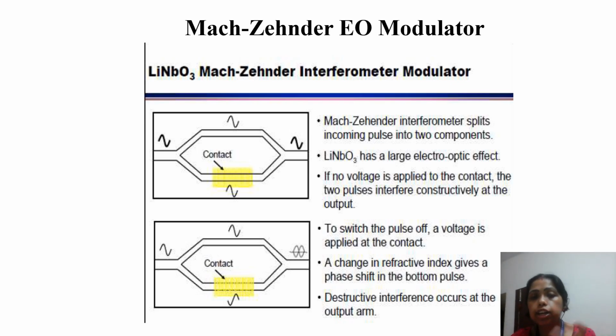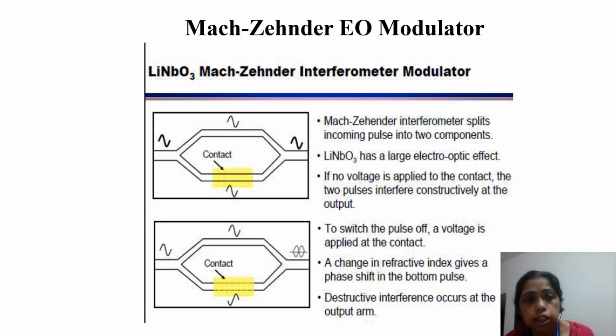So the Mach Zehnder electro-optic modulator, or Mach Zehnder interferometer modulator. Here also we are using the dual channel waveguide. For the interferometer, whatever concept we are using for getting the intensity modulator is based on interference, constructive interference and destructive interference.